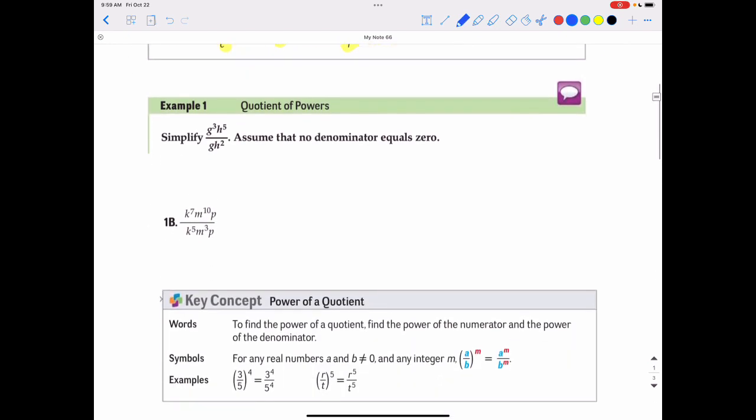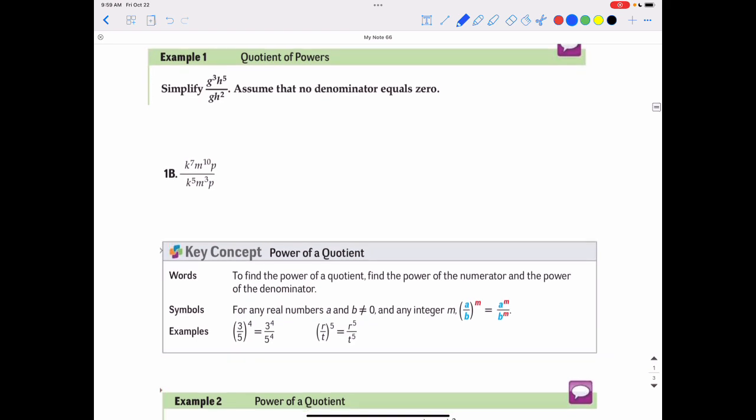So let's do some other, more complicated examples. Simplify g to the 3rd h to the 5th over g h to the 2nd. Assume no denominators equal 0. That just reminds you that you can't have 0 in the denominator because you can't divide by 0. We're going to divide by subtracting the exponents. So we have g to the 3rd over g, which is g to the 1st power, so that means 3 minus 1, which is 2, so g to the 2nd power. H to the 5th divided by h to the 2nd: 5 minus 2 is 3, so that would be h to the 3rd power. So g to the 2nd h to the 3rd.